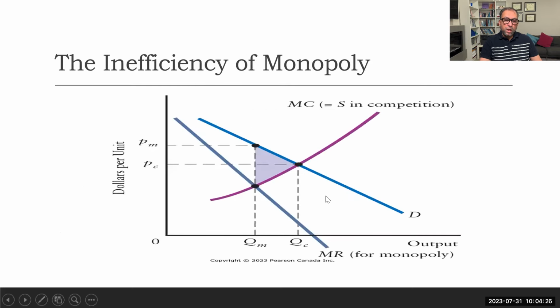So here we see that M stands for monopoly. This is the quantity of a monopoly, and this is the quantity of a competitive market. The competitive market is producing up to where demand and supply, or marginal cost as the supply curve, meet. This point, and the monopolist is producing less than that. This shaded triangle is a deadweight loss to society, a loss of consumer or producer surplus.